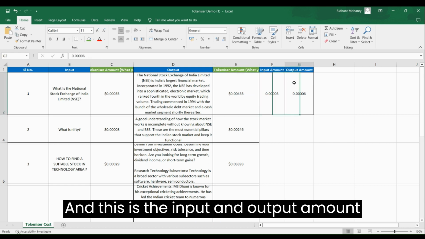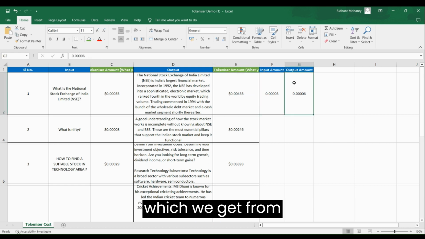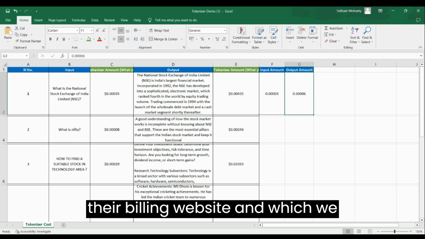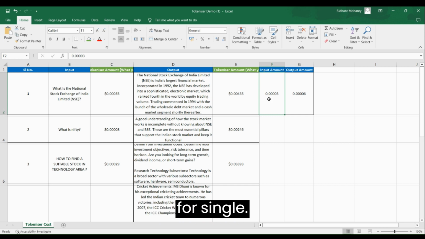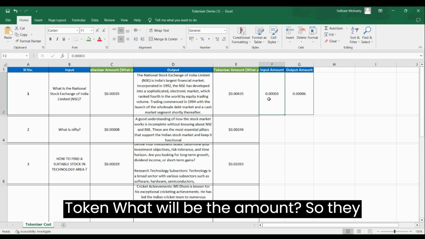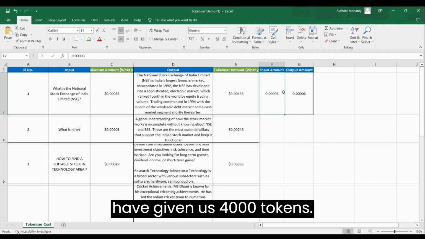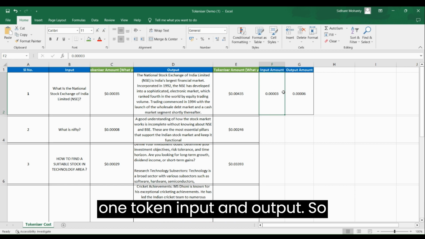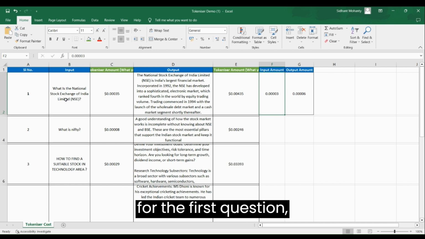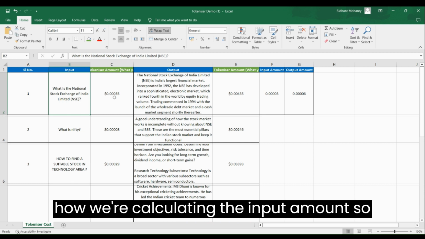And this is the input and output amount which we get from their billing website, and which we calculated here on the notepad for a single token, what will be the amount. So they have given us the price for 1,000 tokens. From that we calculated the amount for one token, input and output. So for the first question, how are we calculating the input amount?